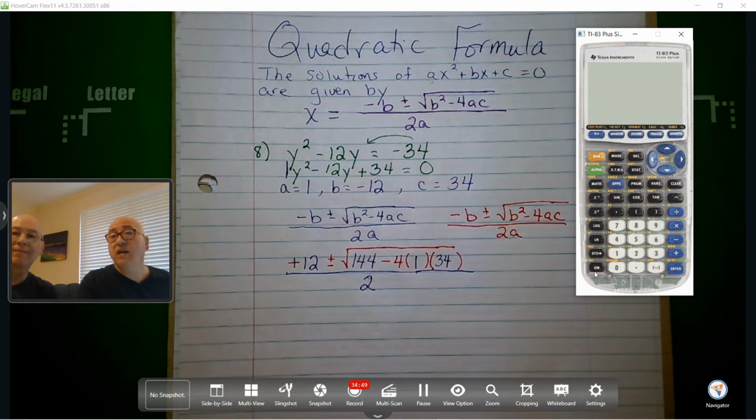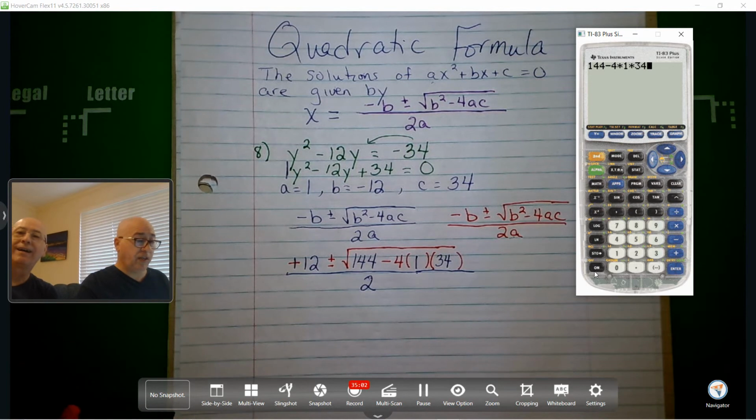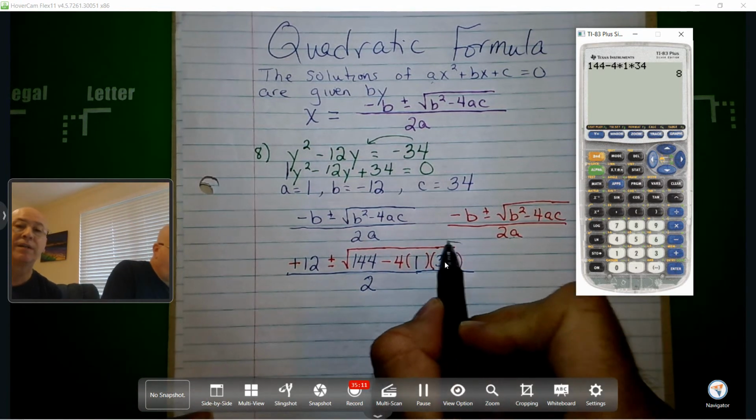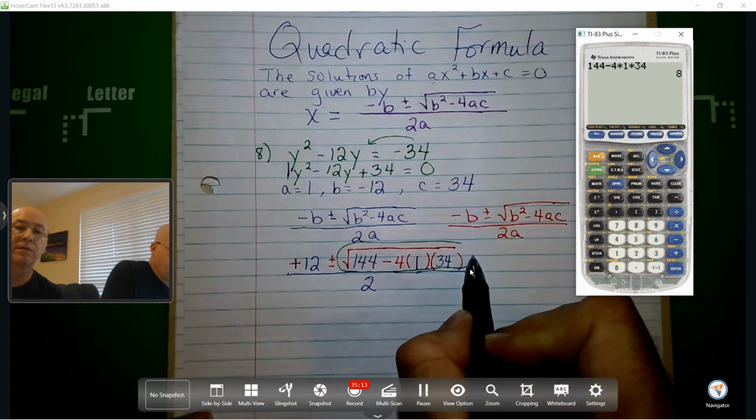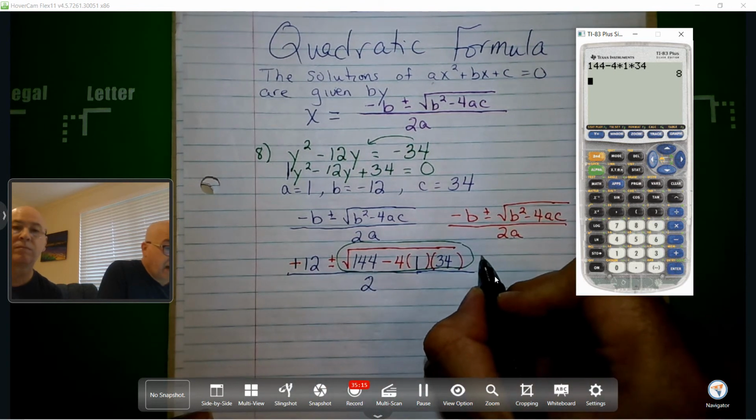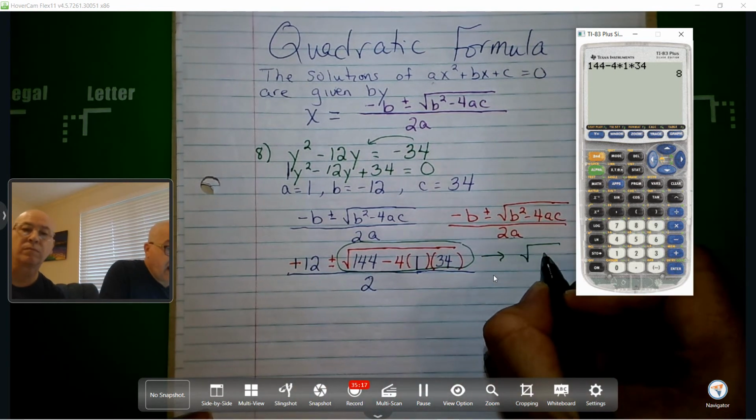I'm simplifying under the square root symbol: 144 minus 4 times 1 times 34. So I'm just punching in everything under the square root symbol. It's 144 minus 136. So I'm simplifying all of this. I punched in the stuff under it, and we got an 8. So we have the square root of 8.